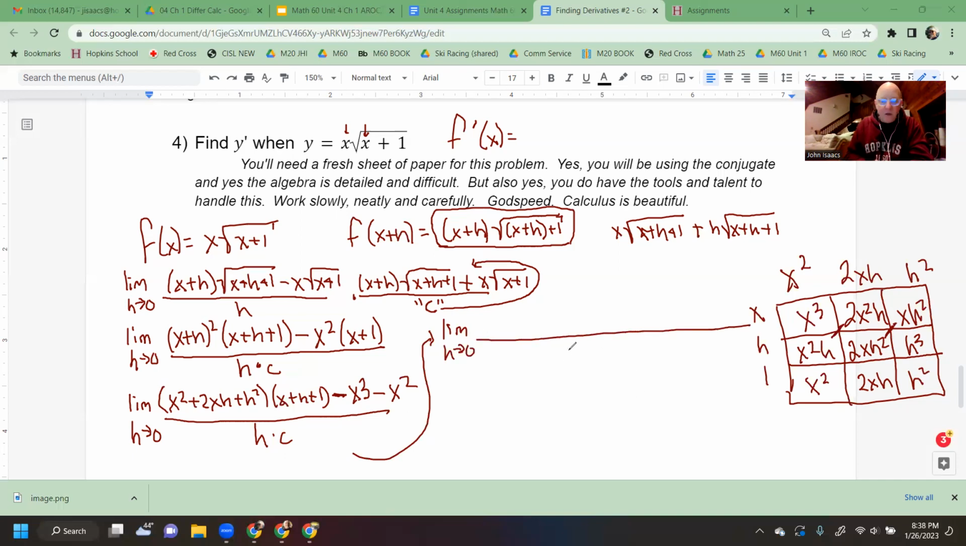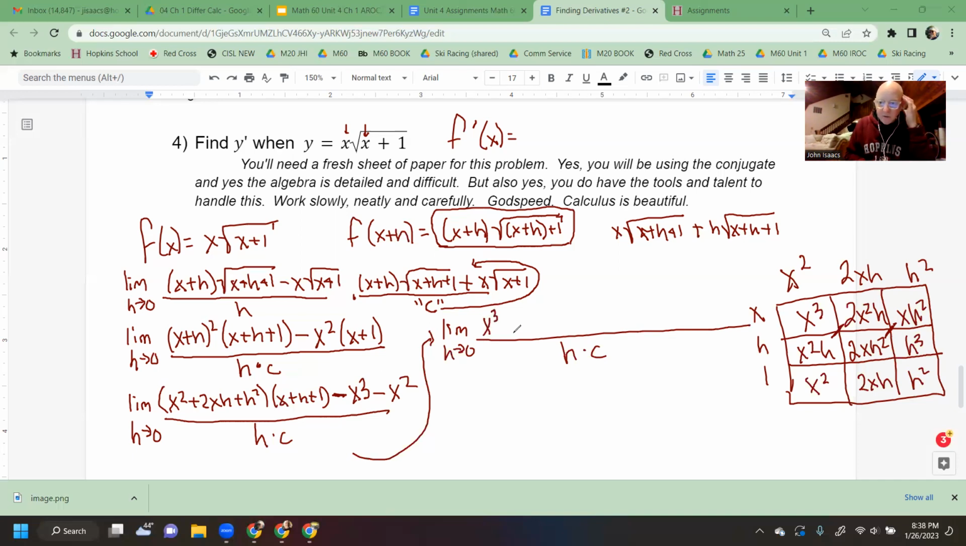Hopefully it fits here. The denominator is over hc. So keeping track of what that conjugate is, it's still written there. And all of the stuff we just multiplied is now in the box. So let's see if we can string that out.